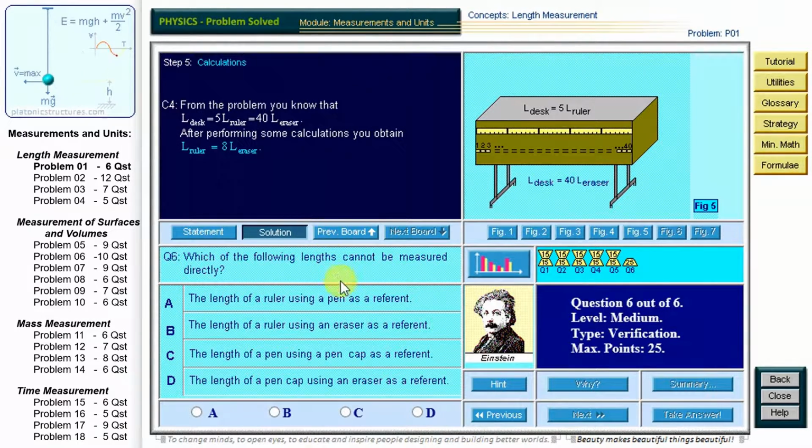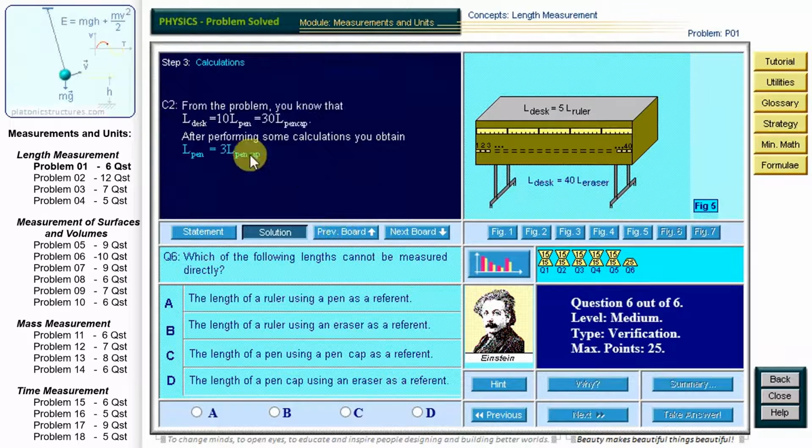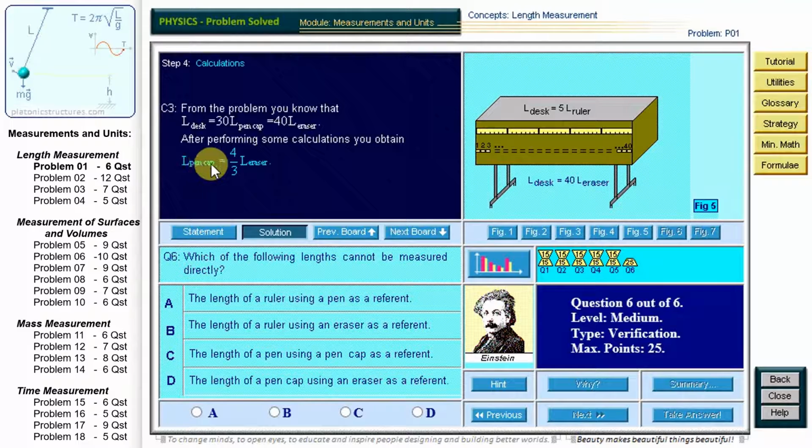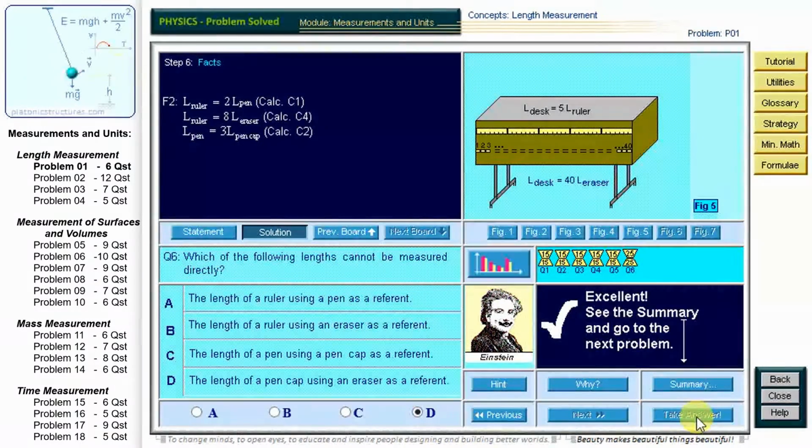C. The length of the pen, using a pen cup as a referent. The calculation in step 3 shows that the pen is 3 times longer than the pen cup. D. The length of the pen cup, using an eraser as a referent. The calculation in step 4 shows that the pen cup is 4/3 times longer than the eraser. The eraser cannot be used as a referent to measure the length of the pen accurately. Let us select D.